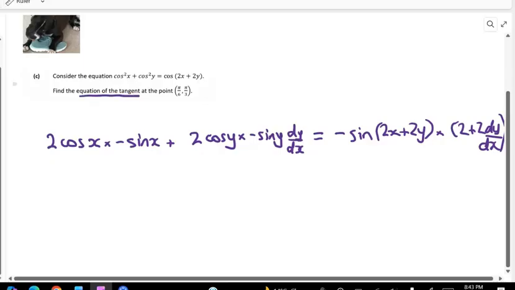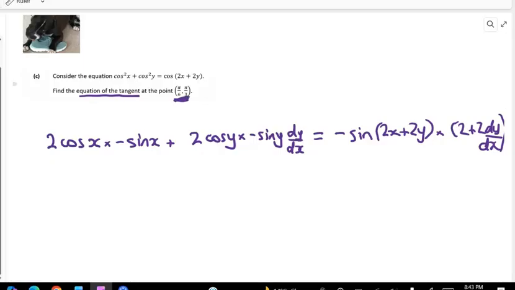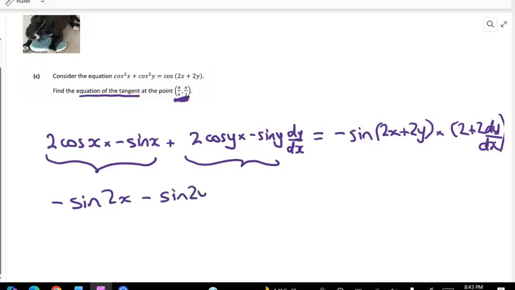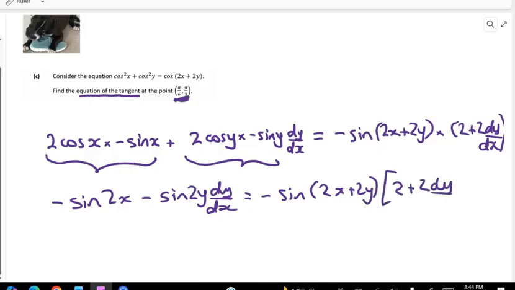Okay, we're going to find the equation of the tangent at this point here. So one thing I would do though is I would just clean up a couple of the terms, so we can see that that's a double angle sine, and so's that. So I'm going to do a rewrite. I'm going to have negative sine 2x minus sine 2y dy by dx is equal to negative sine of 2x plus 2y times 2 plus 2 dy by dx.